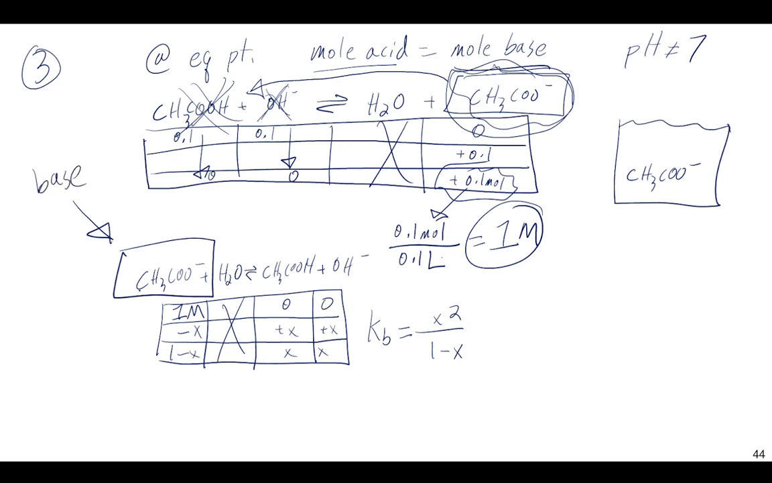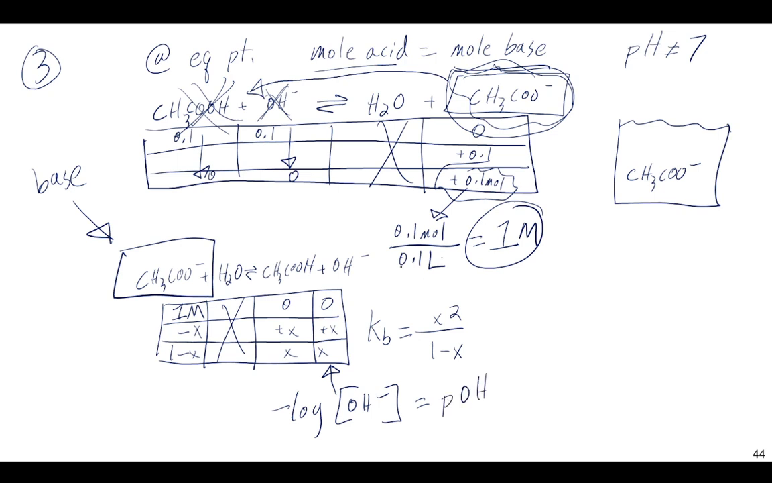In this second ICE chart, I will now need the Kb of that conjugate base. I will need to solve for x here. What does x represent? The OH minus concentration. This is already in molarities. This second ICE chart is fine to use concentrations because the volume is no longer changing. And so I've solved for x. That's my concentration of OH. I can take negative log to get my pOH.